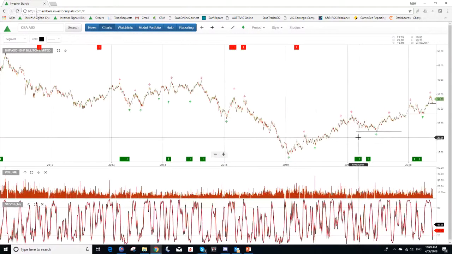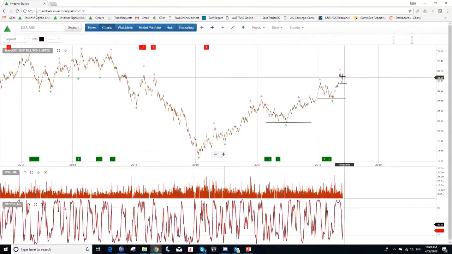Longer term, the way the model works is that it'll stay in the model portfolio until you actually get a far more bearish structure where it actually rolls over and starts to make lower lows and lower highs. And at that point, you'll get a sell signal and it'll be removed from the model. On to the next one.